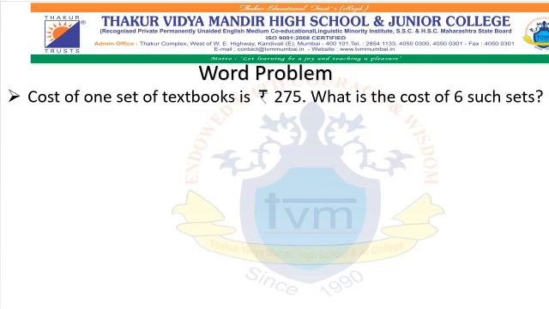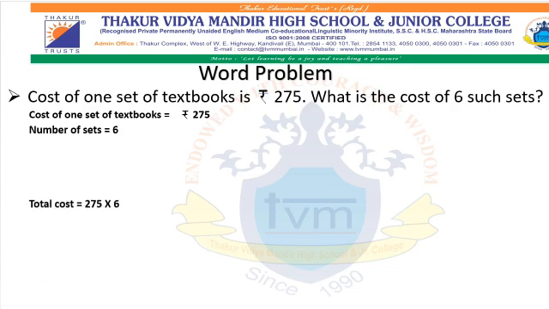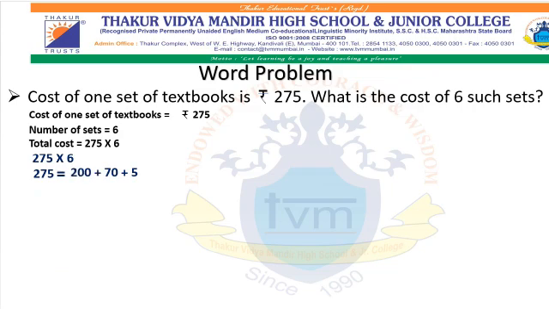The first statement that will be is cost of one set of textbooks is equal to rupees 275. And how many sets we are having? Number of sets is equal to 6. And what we are supposed to find? The cost of 6 sets of books. So it will be total cost is equal to 275 multiplied by 6. As the multiplicand is a 3-digit number, first we will expand that number.